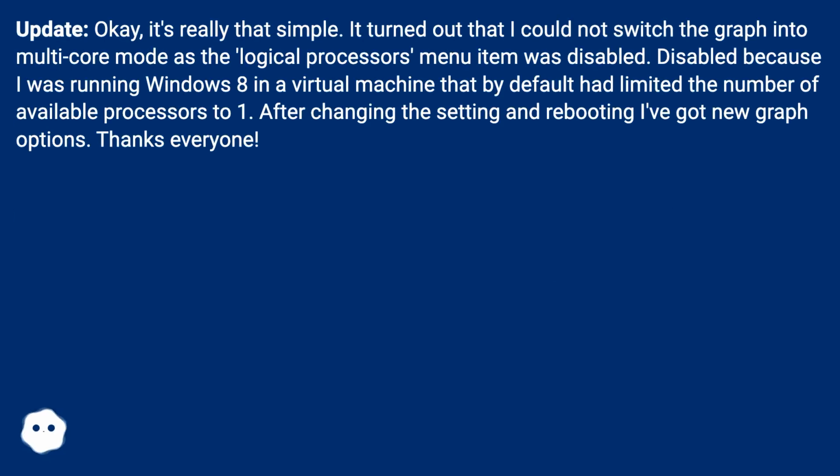Update: okay, it's really that simple. It turned out that I could not switch the graph into multi-core mode as the logical processors menu item was disabled. Disabled because I was running Windows 8 in a virtual machine that by default had limited the number of available processors to 1. After changing the setting and rebooting, I got new graph options. Thanks everyone.